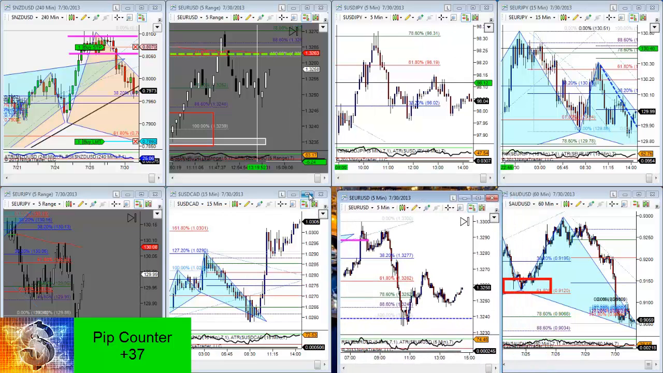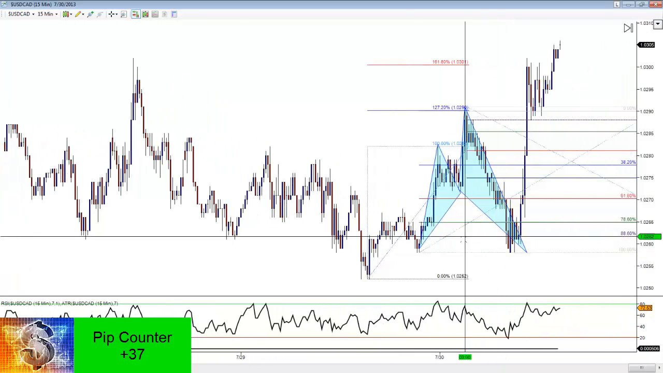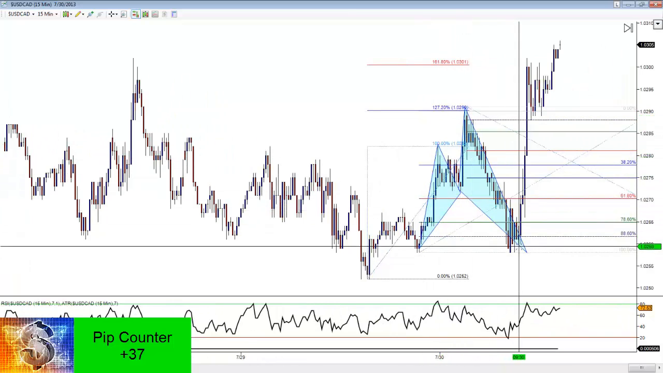Next was Jason brought up a dollar CAD trade. You can see there's a nice cipher pattern right here: X to A to B, B to C, C to D.